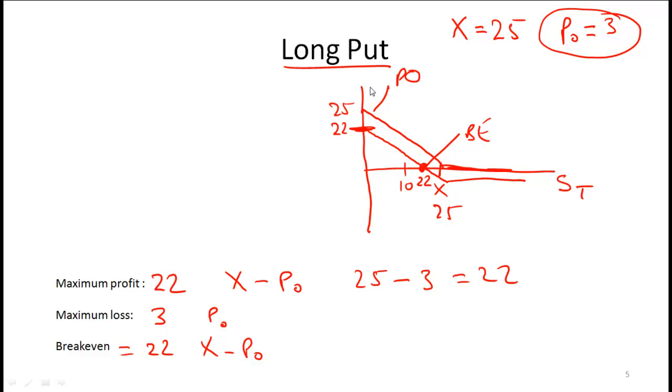Why would an investor take a long put position? Basically, if he is bearish on the stock. So if he thinks that the stock price will plummet, then obviously a long put position makes sense, because he can make money when the stock price falls. And if the stock price increases, then his loss is capped or limited at $3, which is the option premium.